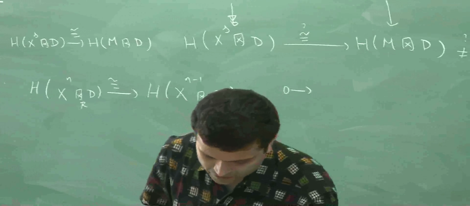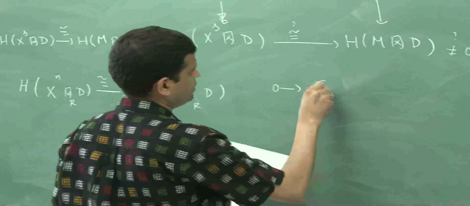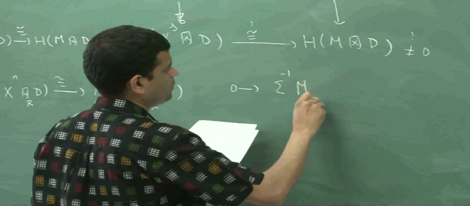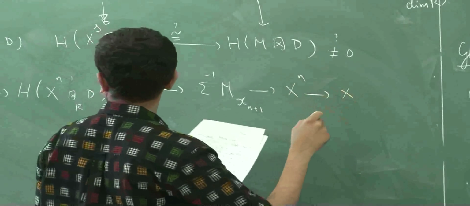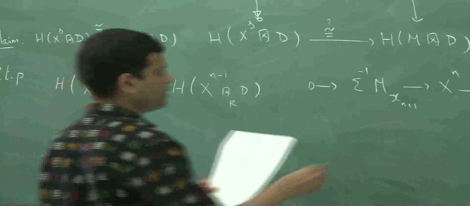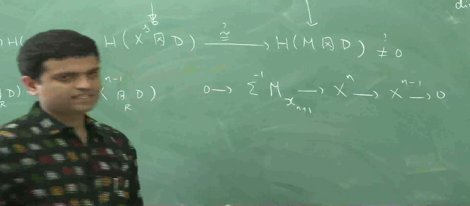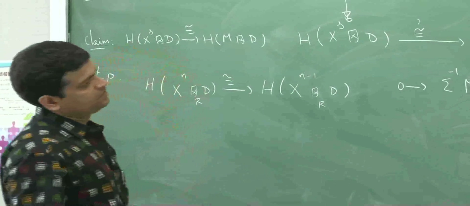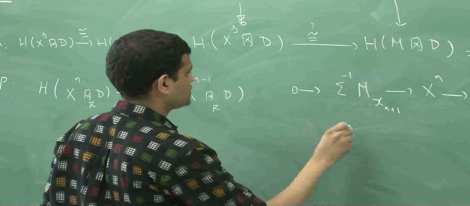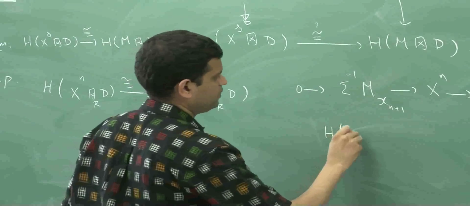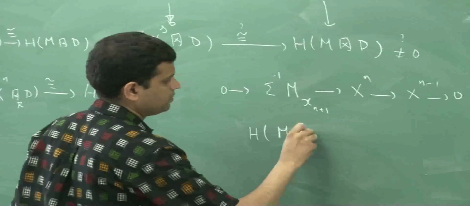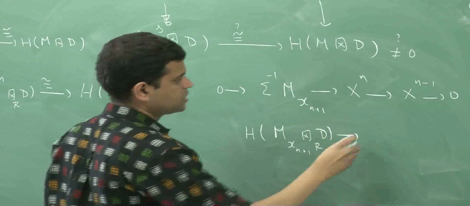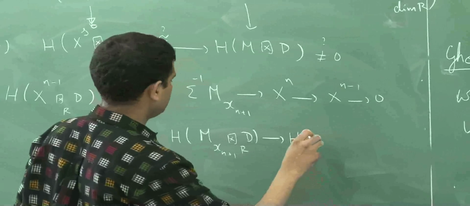So maybe I should try to get this carefully. So one has x_n, x_{n+1}, and x_n minus 1. So one has an exact sequence of complexes just from the construction, and this gives you a long exact sequence in homology. So this is up to suspension. Suspensions are not so important. So this gives you a sequence like this.